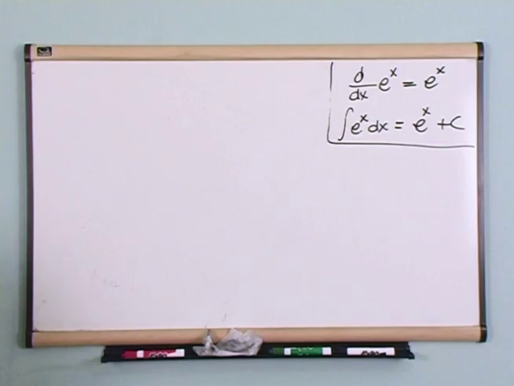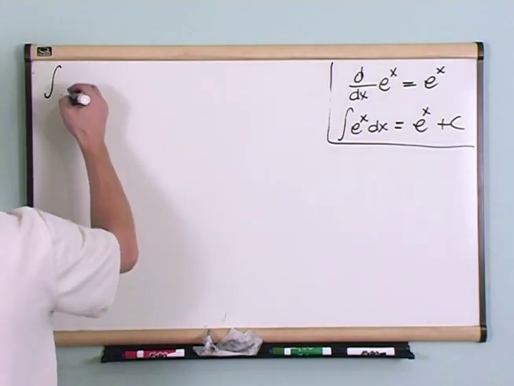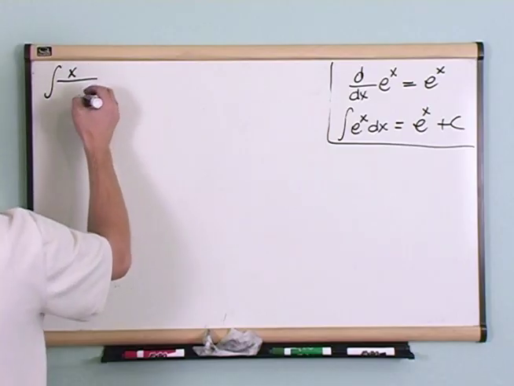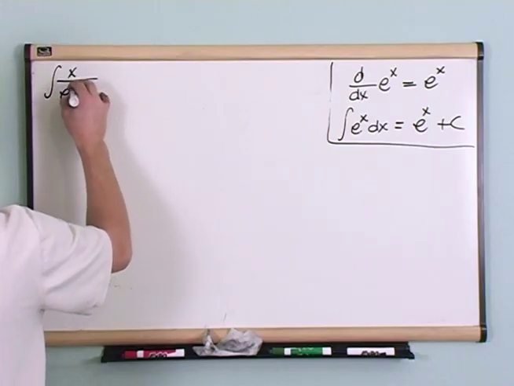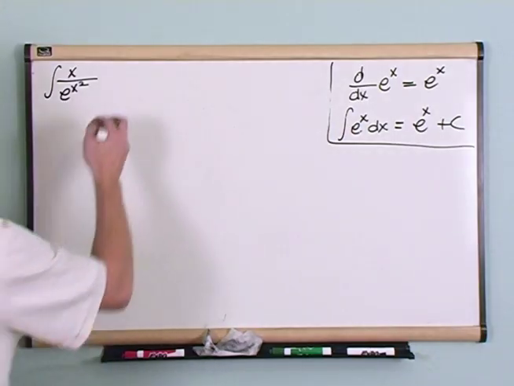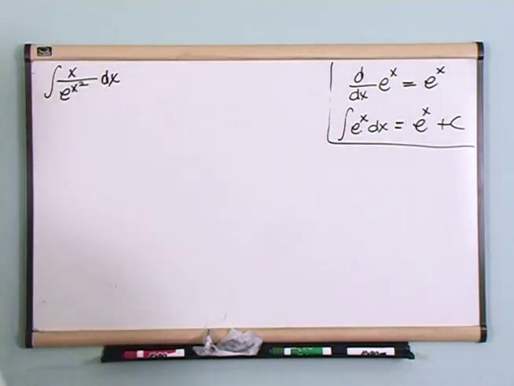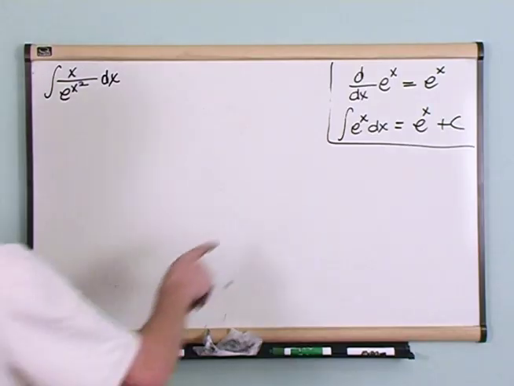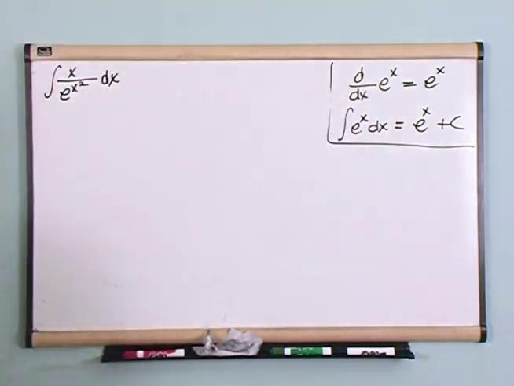And I'm going to do one final problem to give you a little bit of experience with this. The integral of x over e to the x squared, dx. Well, you certainly don't know how to do that, but you want to get it into something where you can use some of these properties here, and you're going to have to use your substitution.